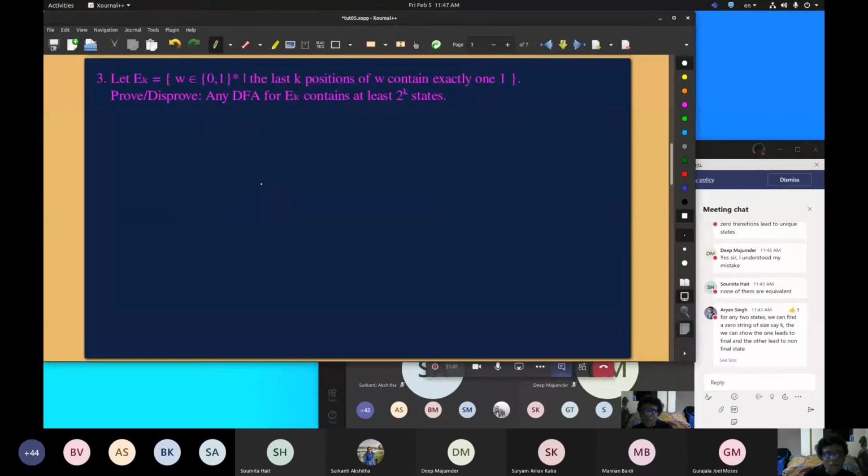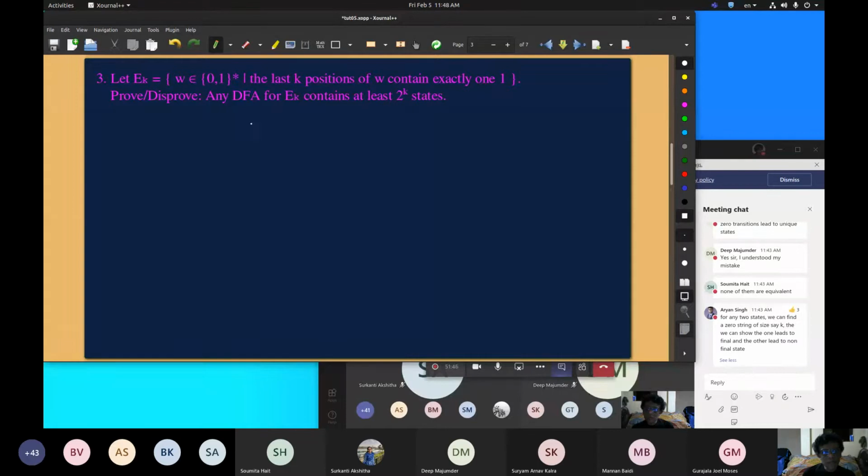Okay. So in essence, this is a little bit more restrictive than the previous example, right? Where you may have 1 anywhere, but at least one 1. But here I am demanding exactly one 1. Okay. So with this added restriction, does it mean that you still require 2 power k states? Maybe only this part. Let us try to solve. The rest I will leave to you.